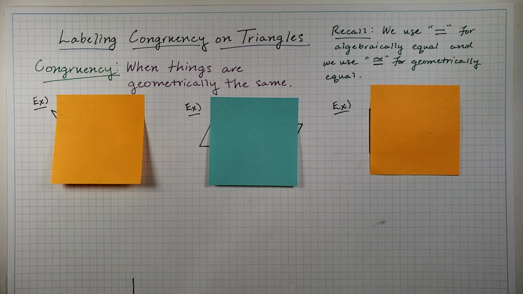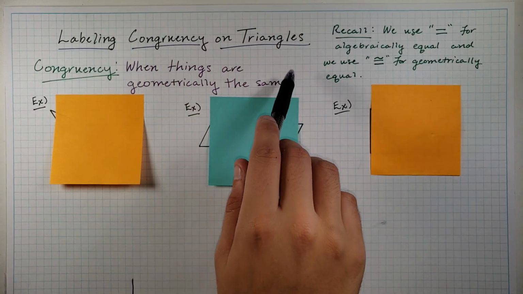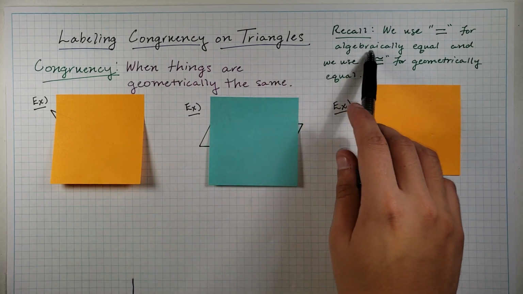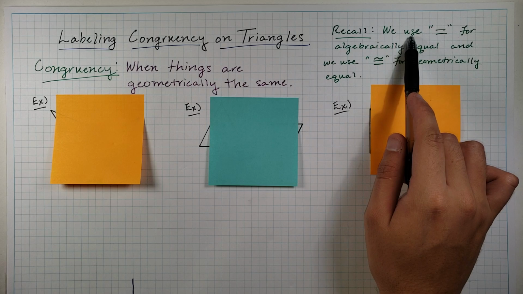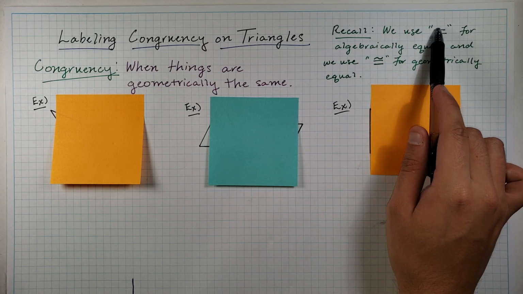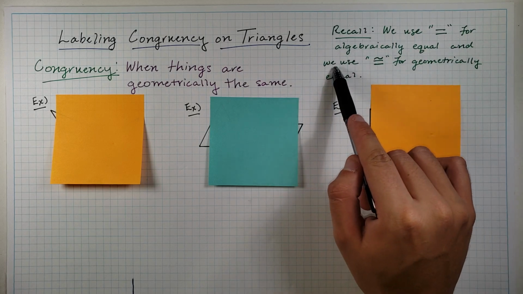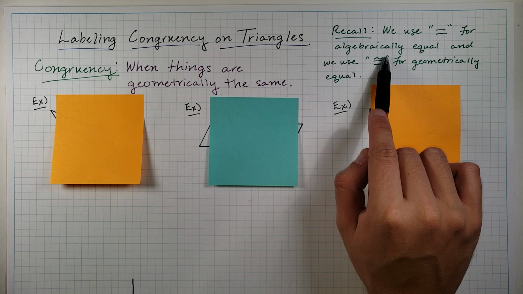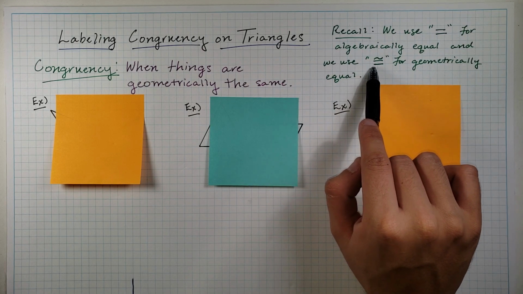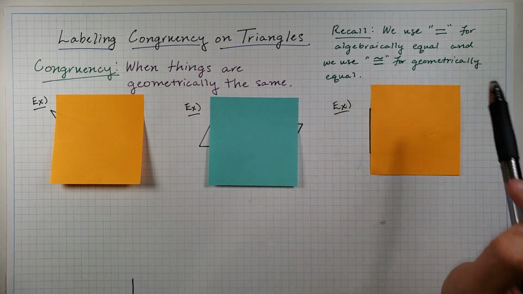Alright guys, so in this video, we're going to be looking at a topic called labeling congruency on triangles. Alright, so let's just recall this real quick. Remember that we use the equal sign from algebra for algebraically equal. And we use the equal sign with a tilde, that little squiggly is called a tilde, on top of it for geometrically equal.